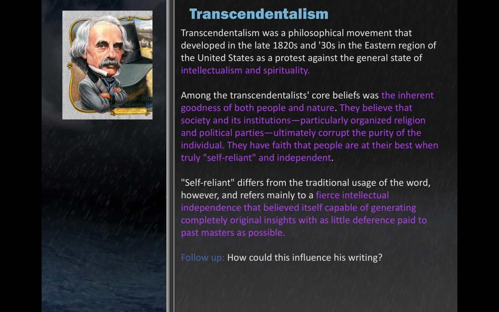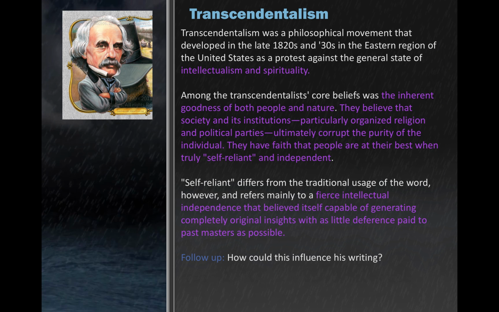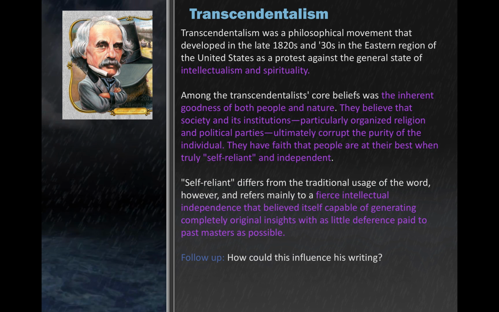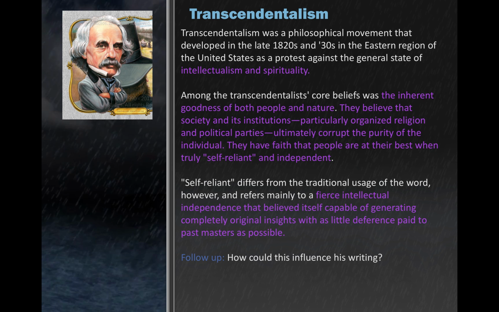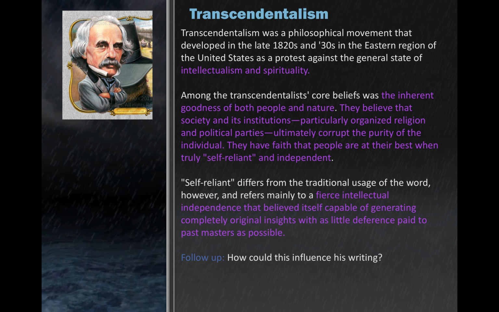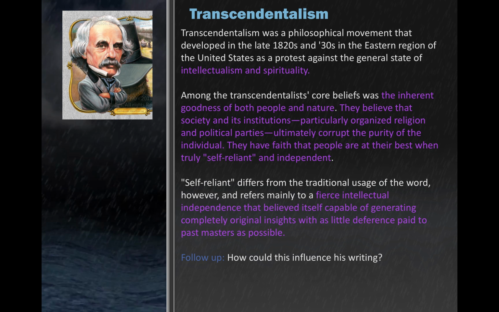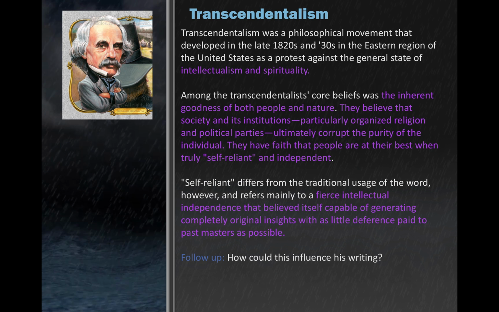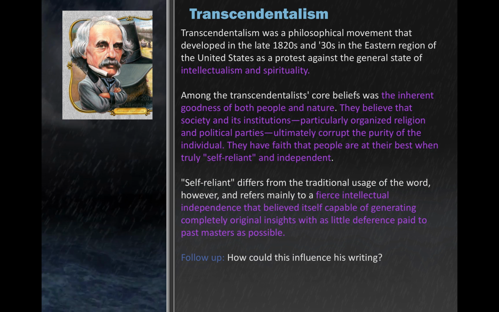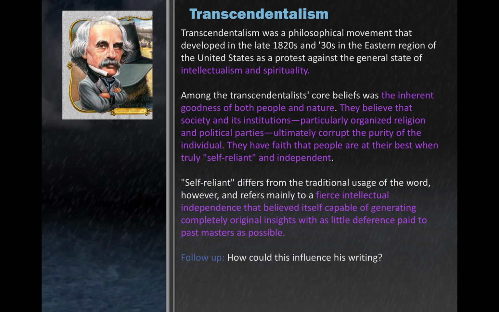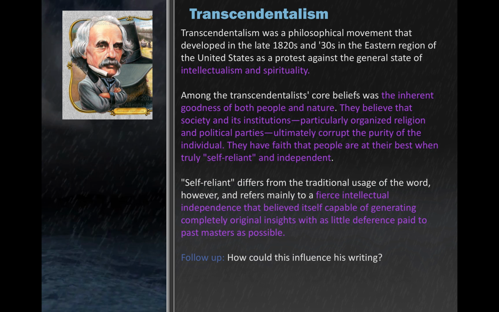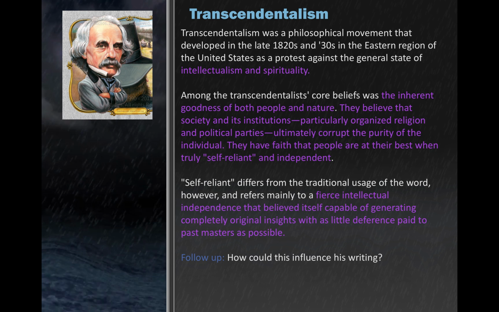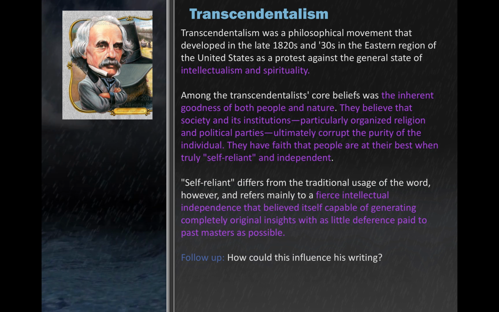So a little more on Transcendentalism. It was a philosophical movement that developed in the late 1820s and 30s in the eastern region of the U.S. as a protest against the general state of intellectualism and spirituality. Among the Transcendentalist core beliefs was the inherent goodness of both people and nature. They believed that society and its institutions, particularly organized religion and political parties, ultimately corrupt the purity of the individual. They have faith that people are at their best when they're truly self-reliant and independent.